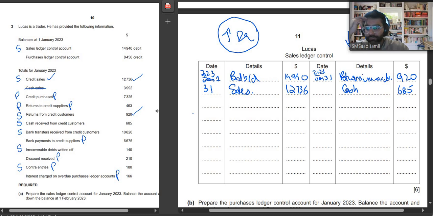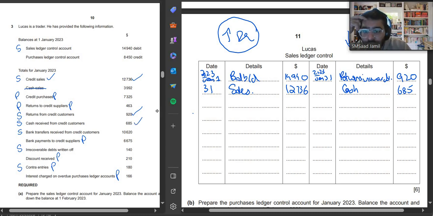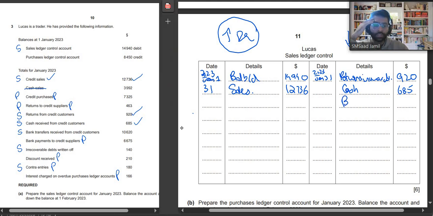Then we have bank. We have done this. Then it says bank transfer received from credit customers. So we'll just write bank. How much is the amount? 10,620. Okay, done with this.